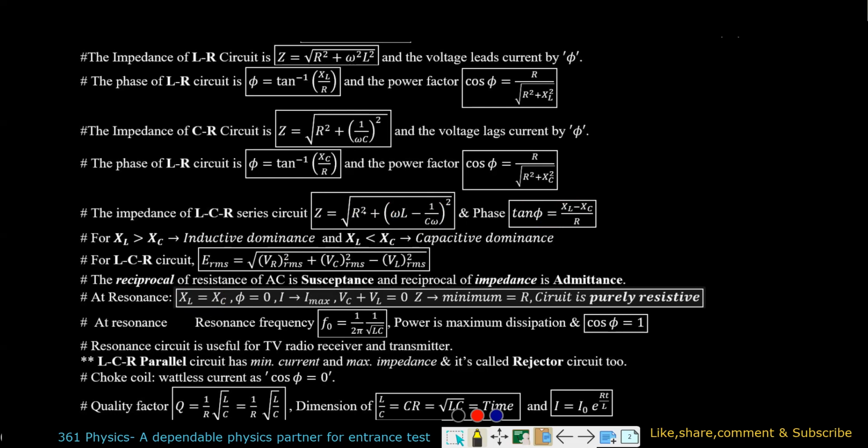So in this case Z will be minimum. If Z will be minimum then current goes maximum. In case of resonance, Z will be minimum, current will be maximum.